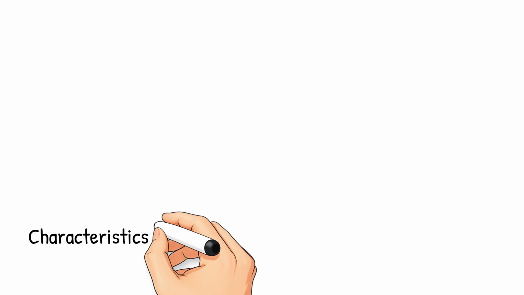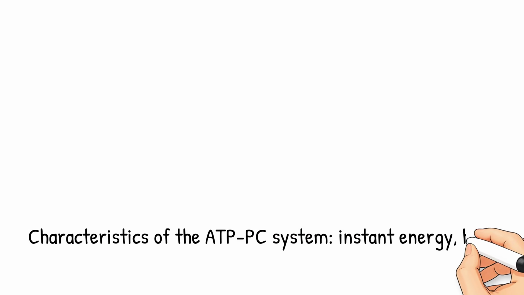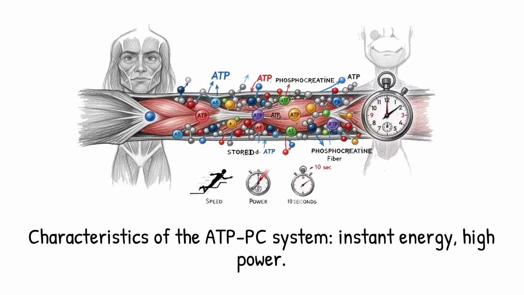The first system is the ATP-PC, also known as the anaerobic lactic system. This is the body's fastest and most powerful energy system. The characteristics of this system are as follows. It produces energy almost instantly, no oxygen required, very high power is produced.